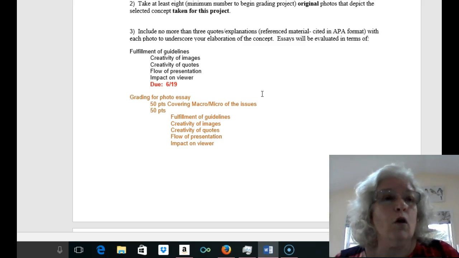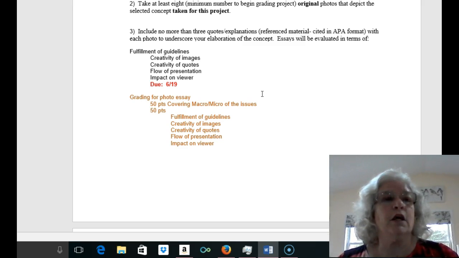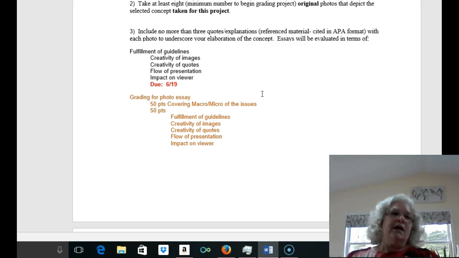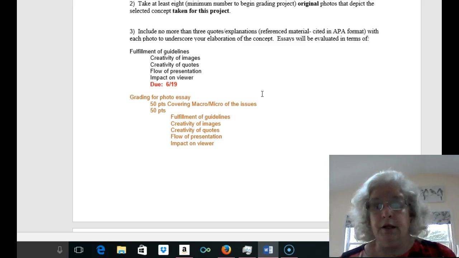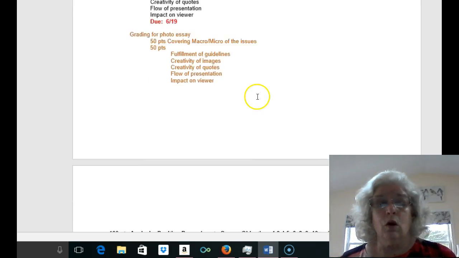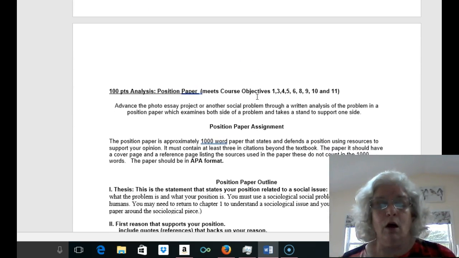Remember, these are your photographs and they are not to be photoshopped and edited, and they are not to be taken from the web. This is you going in the community and ties to the part of this course being part of the civic engagement. It is you going into the community to explore the social problem.